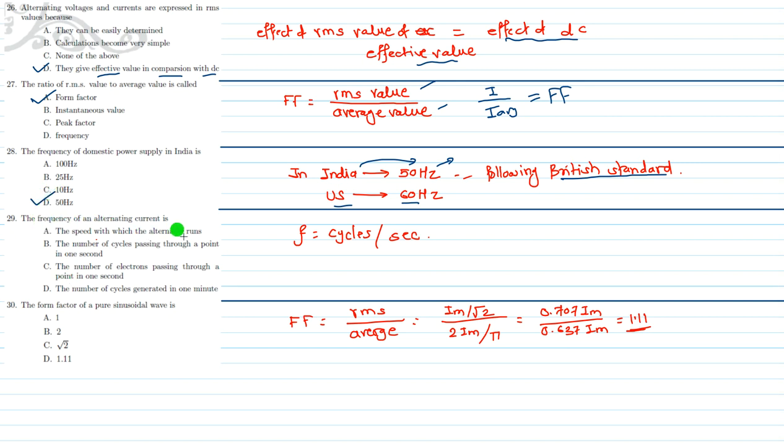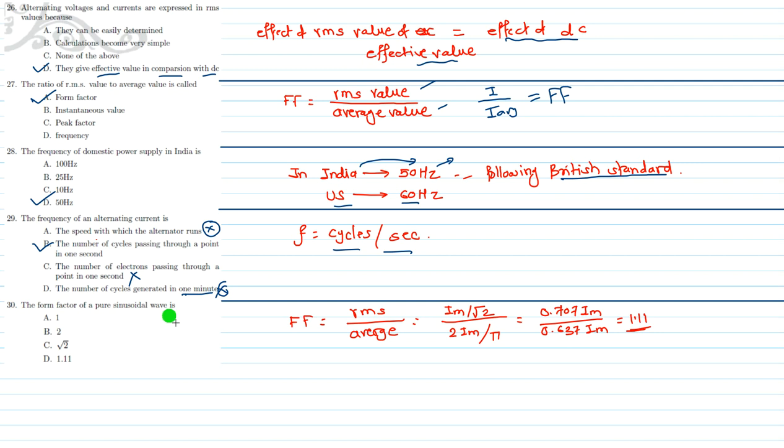The frequency of the alternating current is measured in cycles per second. So it is the number of cycles passing through a point in 1 second, not the number of electrons. The number of cycles generated in 1 minute is also a wrong option. And the speed of the alternator is not the answer, it is the frequency, which means the number of cycles through a point in 1 second.